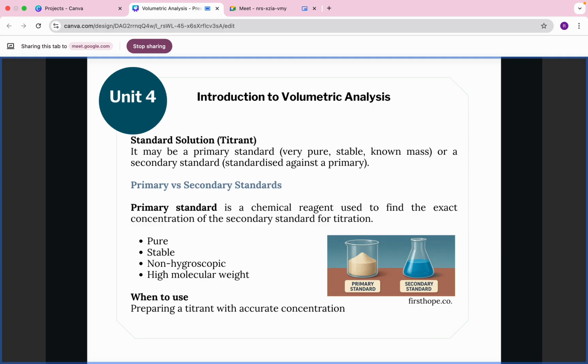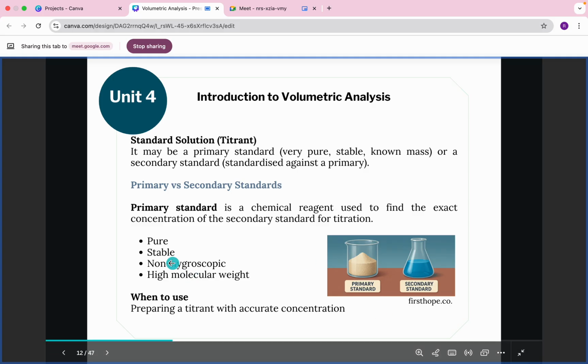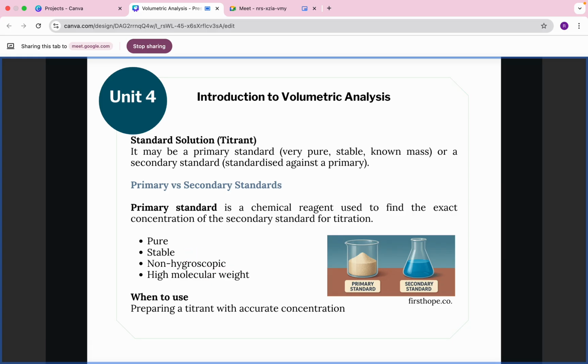The next criteria is that it must be stable. It means that it doesn't react with air or other chemicals in the atmosphere, and it doesn't easily absorb water, which means that it must be non-hygroscopic. And it must have a well-defined or known chemical formula or high molecular weight for it to be easy to weigh accurately. And when do we use these primary standards?